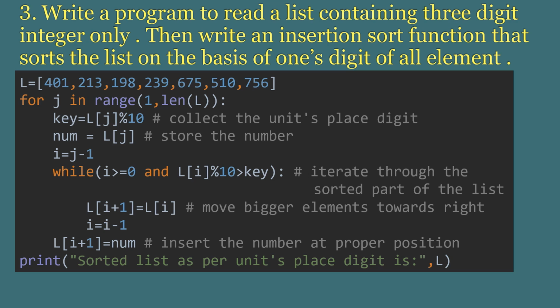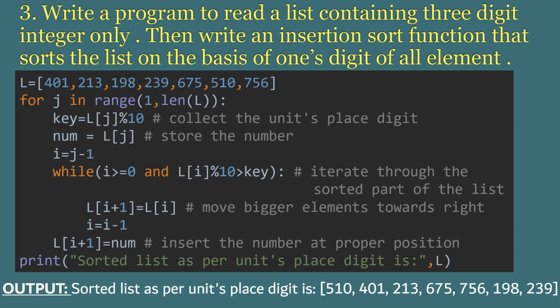Now the list L is sorted as per the units place digit. You can just print it. Now the output is like this. The numbers are sorted like this: 510, then 401, then 213. Like this it will come according to the digits at units place.